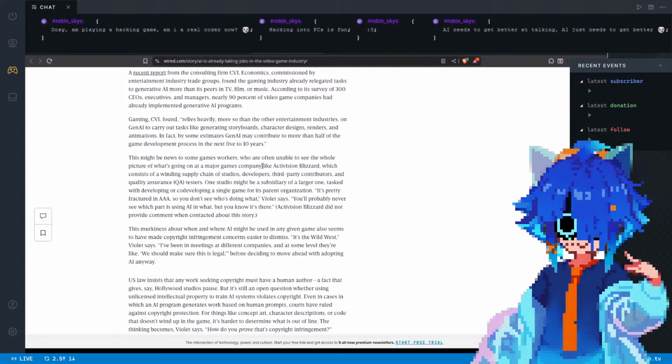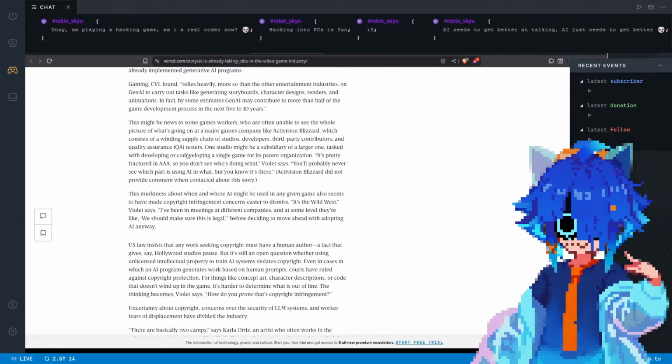Relies more so than other entertainment industries on generative AI to carry out tasks like generating storyboards, character designs, renders, and animations. In fact, by some estimates, generative AI may contribute to more than half of the game development process in the next 5 to 10 years. I would not be surprised if that was true at all.